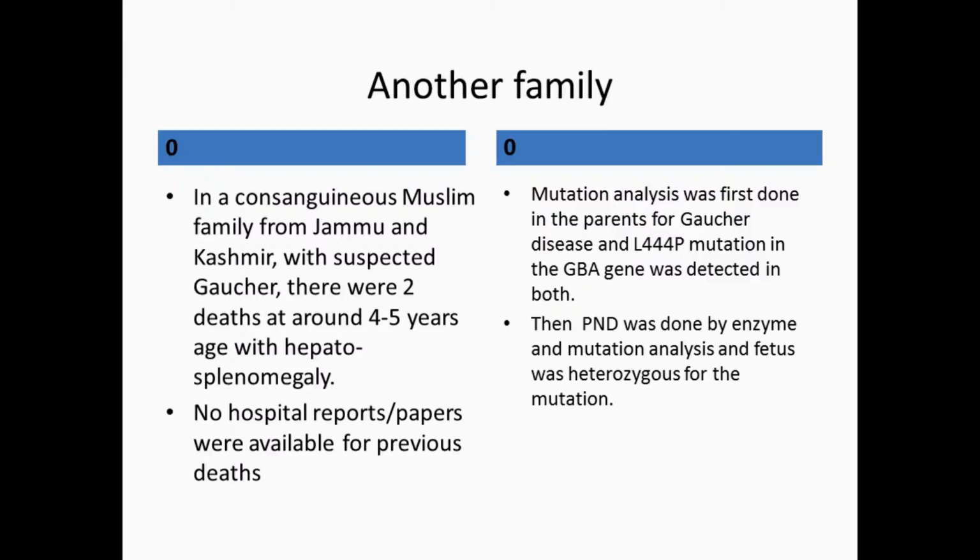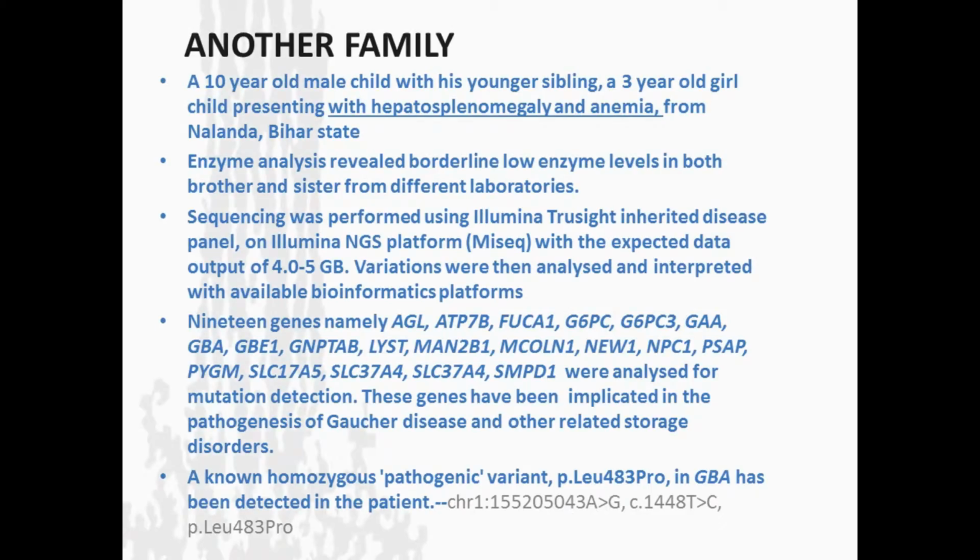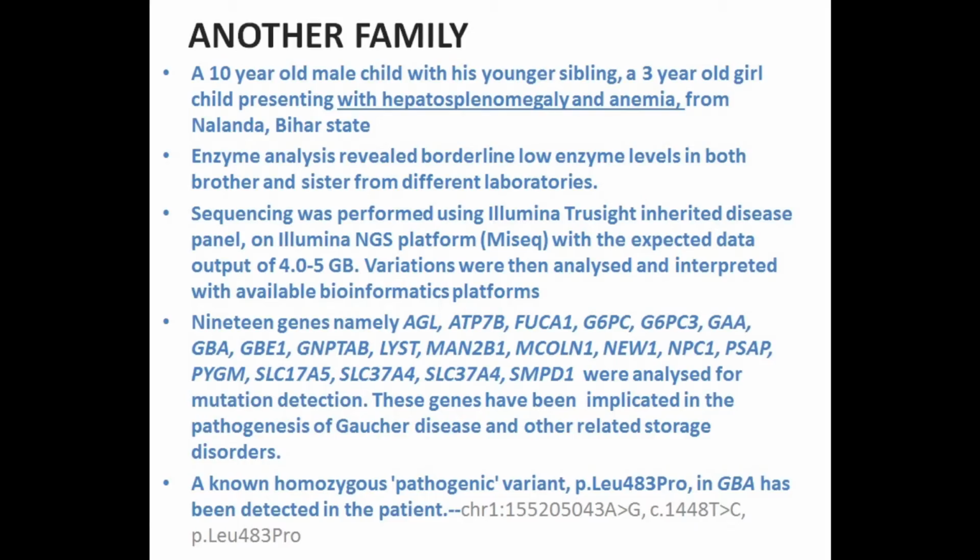In another family, a consanguineous Muslim family from Jammu and Kashmir with suspected Gaucher, there were two deaths at around 4 to 5 years of age with hepatosplenomegaly. There were no hospital reports or papers available for the previous deaths. Mutation analysis was first done in the parents for Gaucher disease, and in the siblings, a 10-year-old male and a 3-year-old girl presenting with hepatosplenomegaly and anemia. Enzyme analysis revealed borderline low enzyme levels in both the brother and sister from different labs.